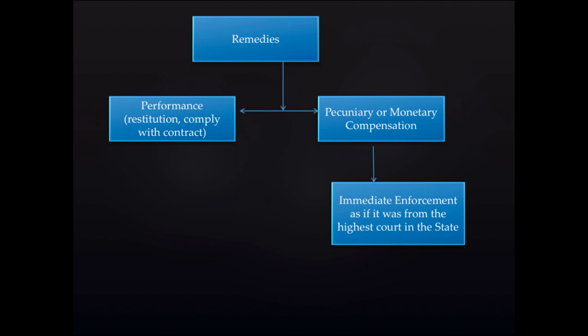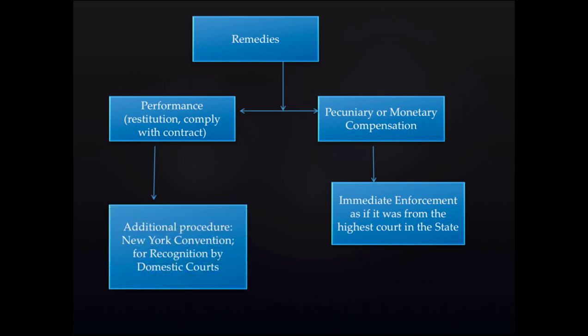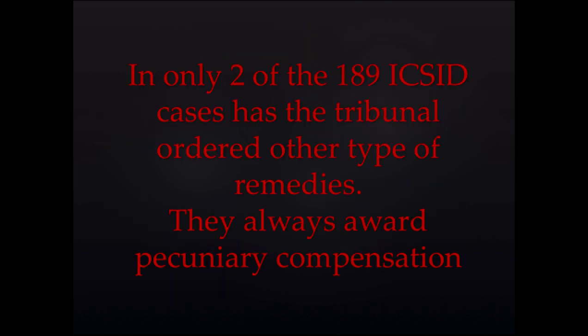That's exactly the opposite when it comes to performance. In order to enforce such a remedy, the investor would have to go through the New York Convention for recognition by domestic courts. And that is why in only 2 of the 189 cases of ICSID, the tribunal ordered other types of remedies. They almost always award pecuniary compensation. This is important to be aware of, and this is partly due to the fact that investors, when they file their complaints, ask the tribunals to order monetary compensation.